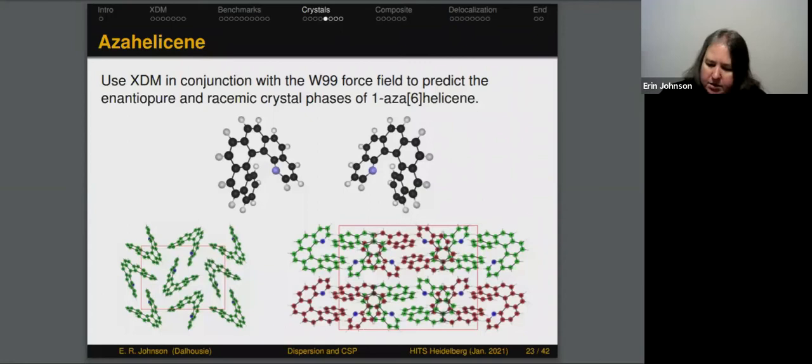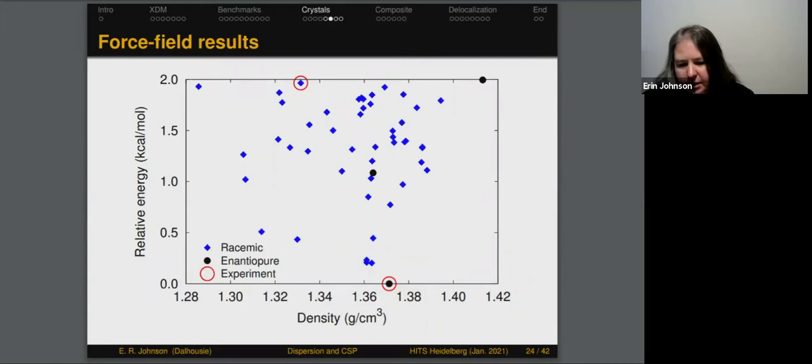So Kim's group sent us this data obtained with W99, and this is a crystal energy landscape. Each of these points corresponds to a different candidate molecular crystal packing, and we're plotting the relative energy of these forms versus the density. The black points here correspond to the enantiopure or conglomerate crystal structures. So the W99 method did a very good job of predicting the most stable enantiopure crystal. The lowest energy enantiopure crystal for the force field is in agreement with the experimental X-ray structure.